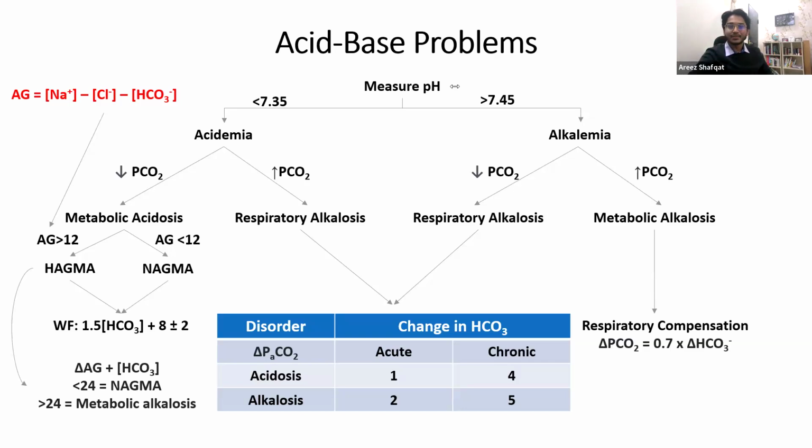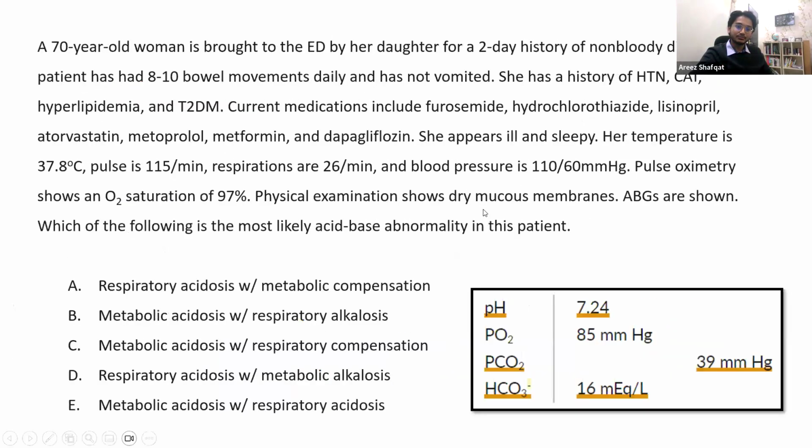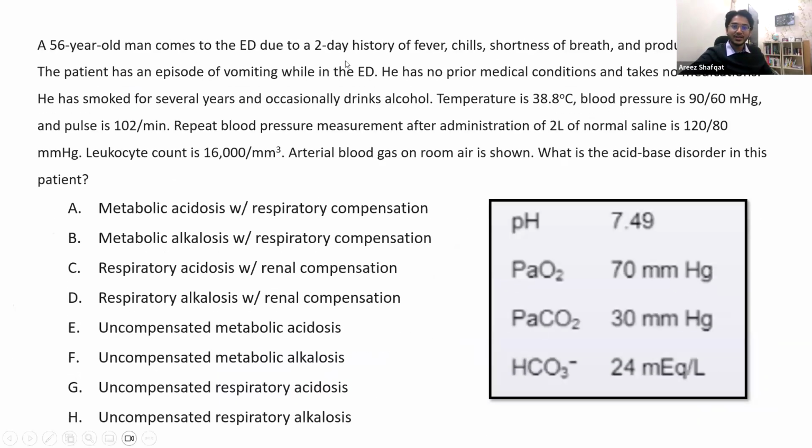So it depends on the time. Let me show you here. Yeah, so 2 days history. If this was an hour history or something, then it would be acute. But if it's several hours, more than 6 hours, let's say, more than 10 hours, or even days, you usually go for the chronic measurements. Okay?